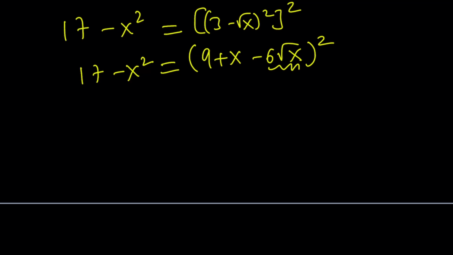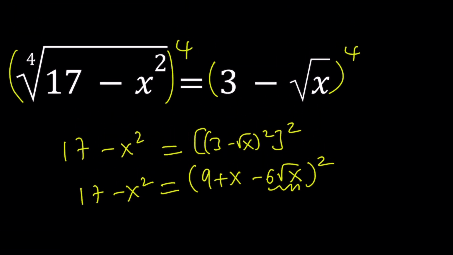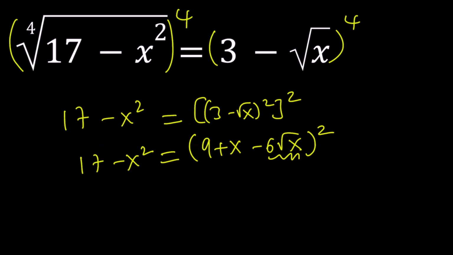At some point, you may be able to get rid of all the radicals. I'm not sure if it's possible at all. But as you can see, this is going to be messier and messier as you square both sides. So we're thinking there must be an easier way.